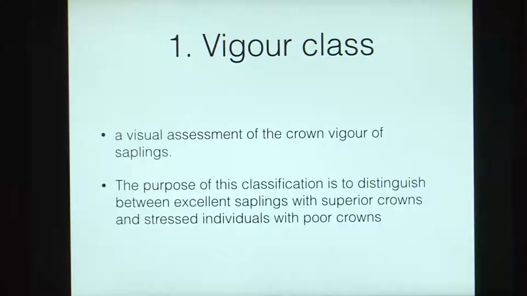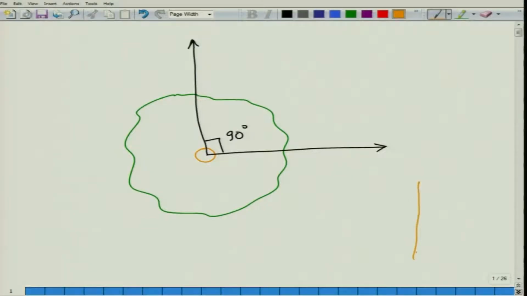So, Vigour class is a visual assessment of the crown vigour of saplings. It is used for the case of saplings. This is not for whole trees, it is for the small plants, saplings. The purpose of this classification is to distinguish between excellent saplings with superior crowns and stressed individuals with poor crowns. As we discussed before, if a sapling has a good crown, then it will be called an excellent sapling. Why? Because consider a small plant and suppose it has a good crown.